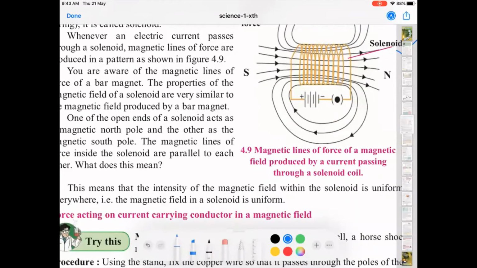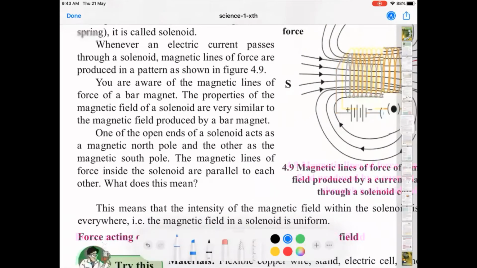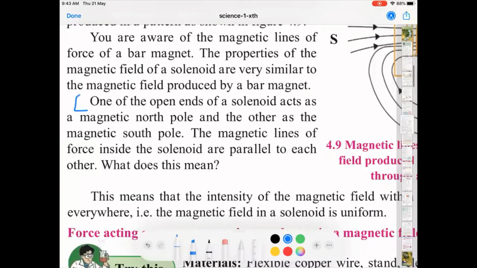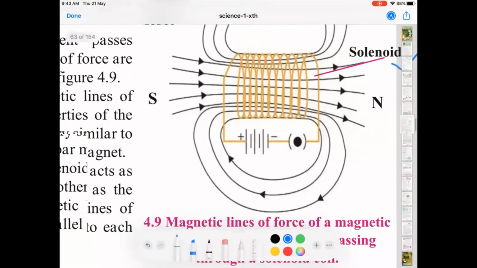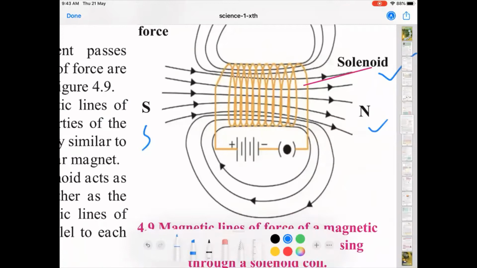Yes, some interesting points are given here. Let's read it. One of the open ends of the solenoid acts as a magnetic north pole, and the other acts as a magnetic south pole. I told you already that magnetic lines of force are always directed from the north pole to the south pole. So it will proceed like this, and its arrow will always be from the north to the south.